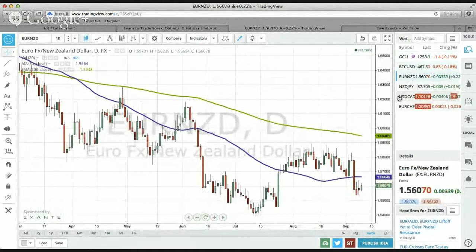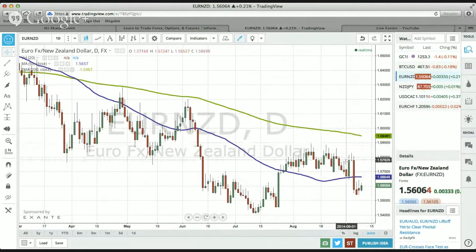Euro Kiwi. This trade I actually got stopped out of. I've had a couple of trades recently where I got stopped out too early. The reason is I moved my stop to break even too early. I moved my stop to 58.20, somewhere right around here. Actually, let's add that line.